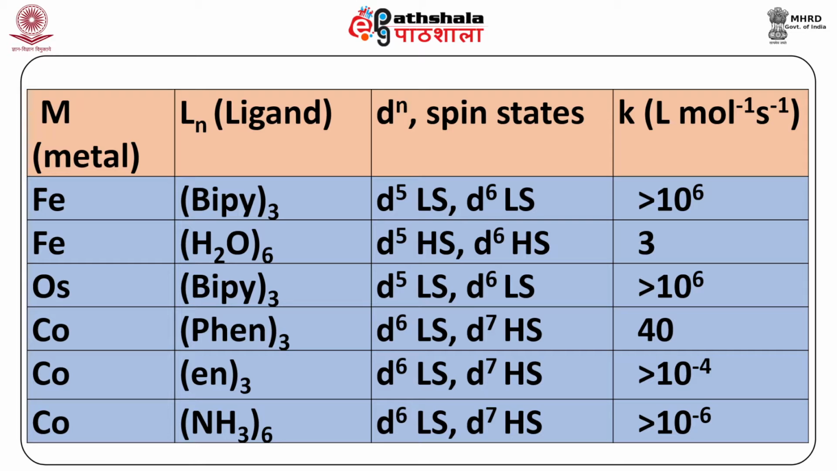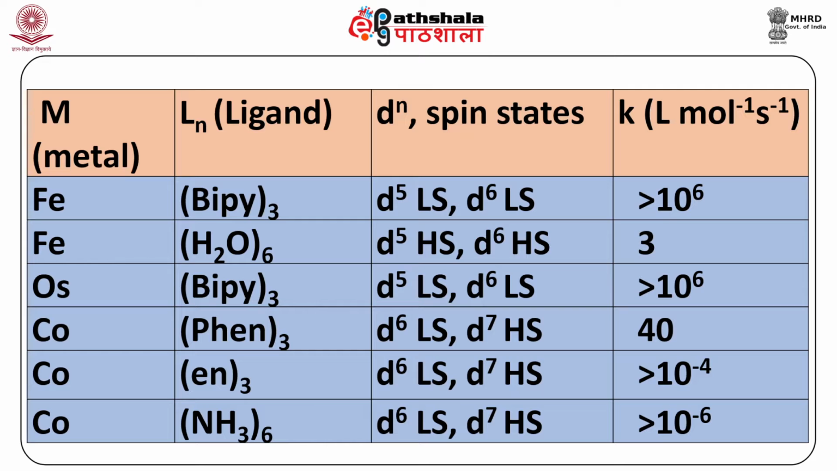If you take cobalt as the metal and 1,10-phenanthroline as the ligand, there are 3 phenanthroline ligands attached in an octahedral manner. So what happens? Cobalt 3+, that is d6, is low spin, and cobalt 2+, that is d7, is high spin. So when cobalt is d6 it is low spin, but when cobalt is d7 it is high spin, and the rate is a bit enhanced and is reported to be 40.